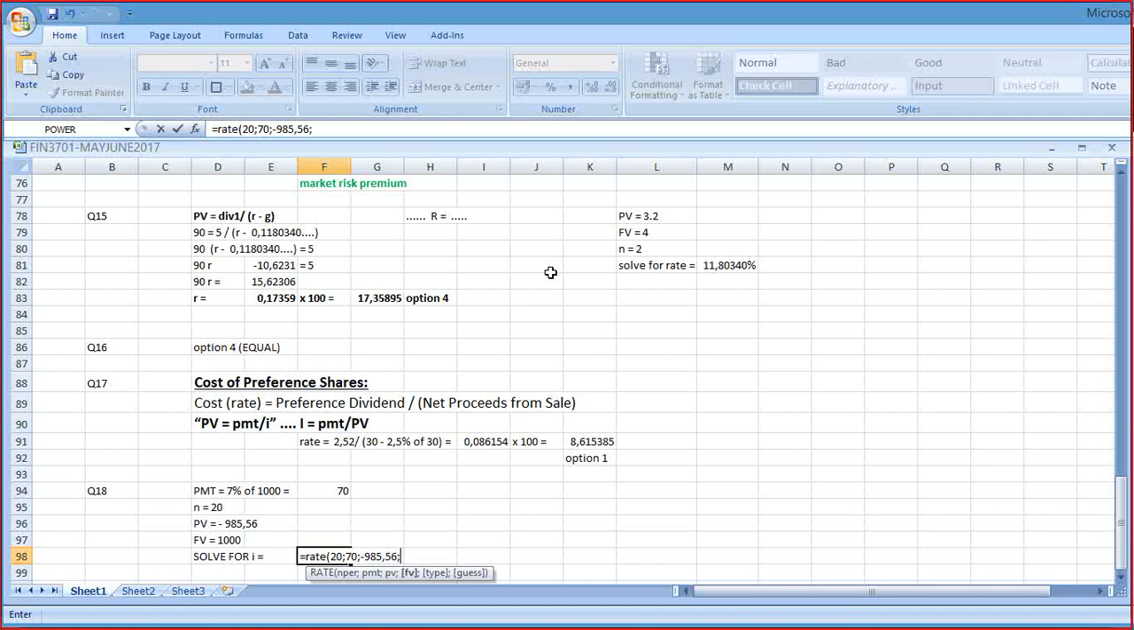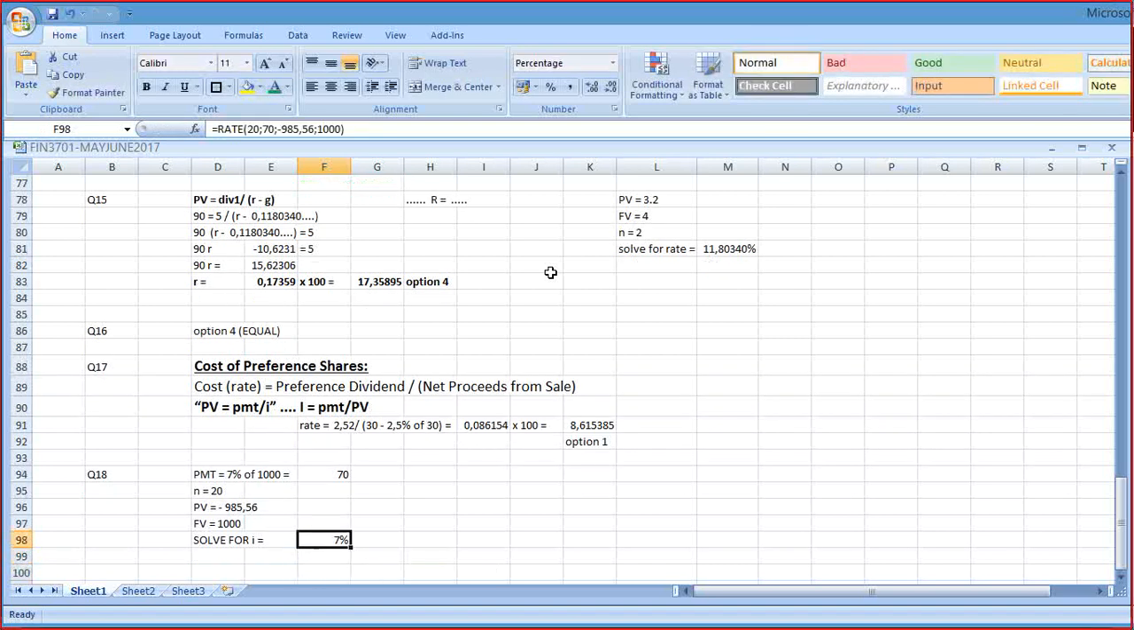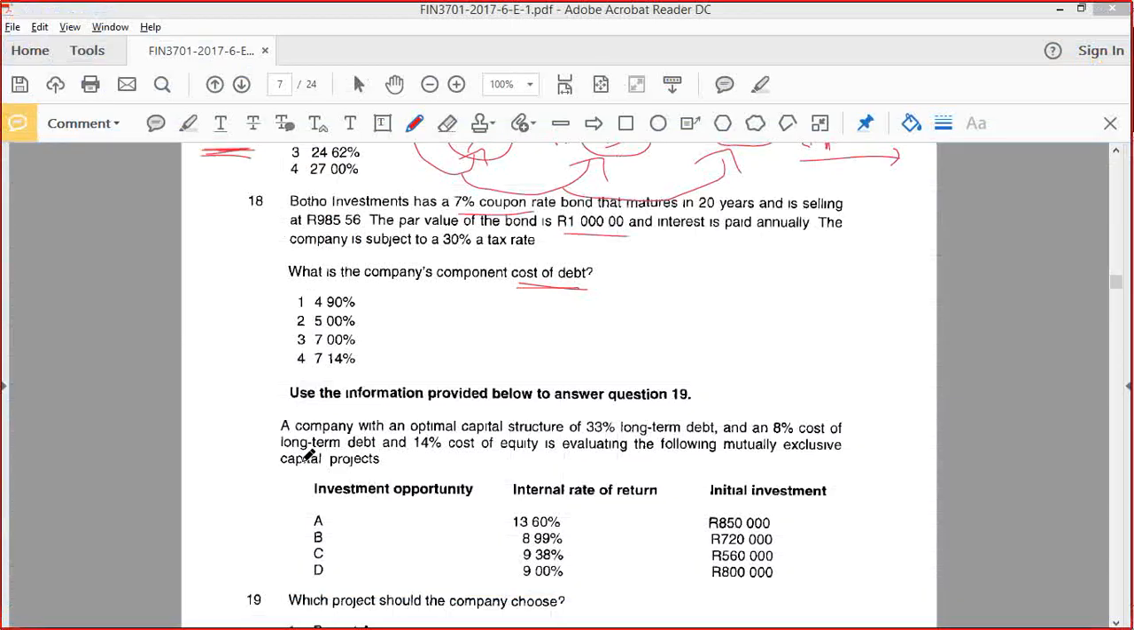Okay, so we've got 70 as PMT, and we've got 20 as N, and we leave it at 1 payment per year because there's one N per year. It's not every 6 months or whatever. They didn't say this was semi-annual; if they had, I would have to adjust. They said annually. And then your future value is 1,000. You should get 7.14, option 4.